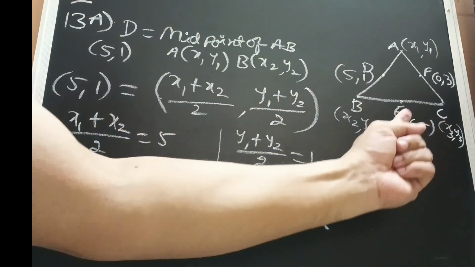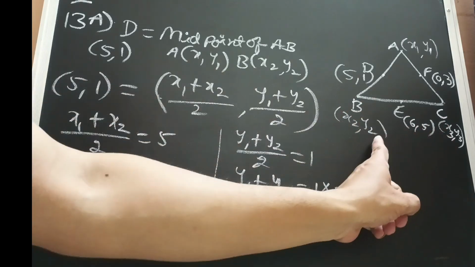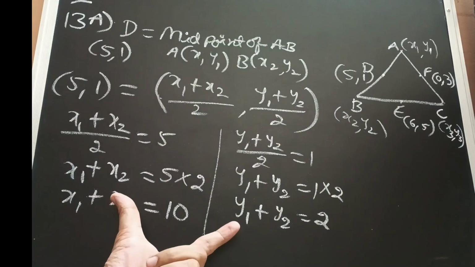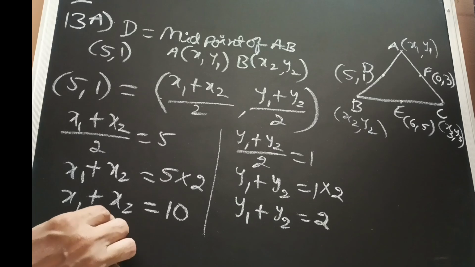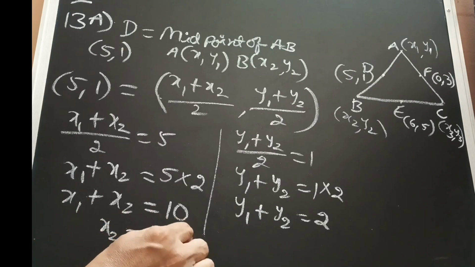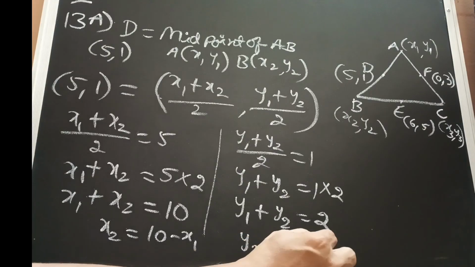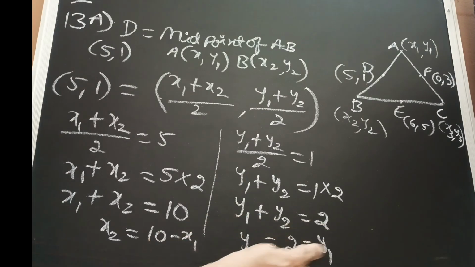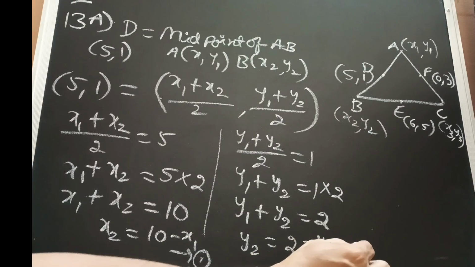If you observe, E is the midpoint of BC, so we will get x2, x3, y2, y3. Therefore, from these two equations, find x2 and y2. So x2 is equal to 10 minus x1, and y2 is equal to 2 minus y1. Take this as equation 1 and this one as equation 2.